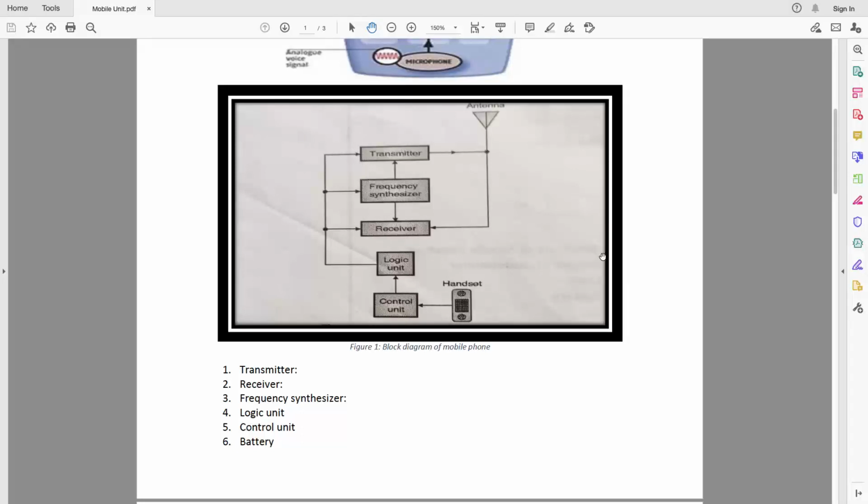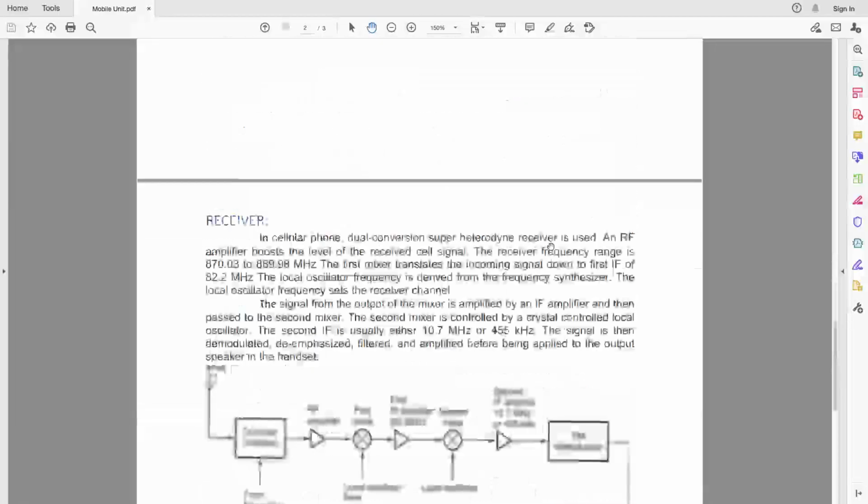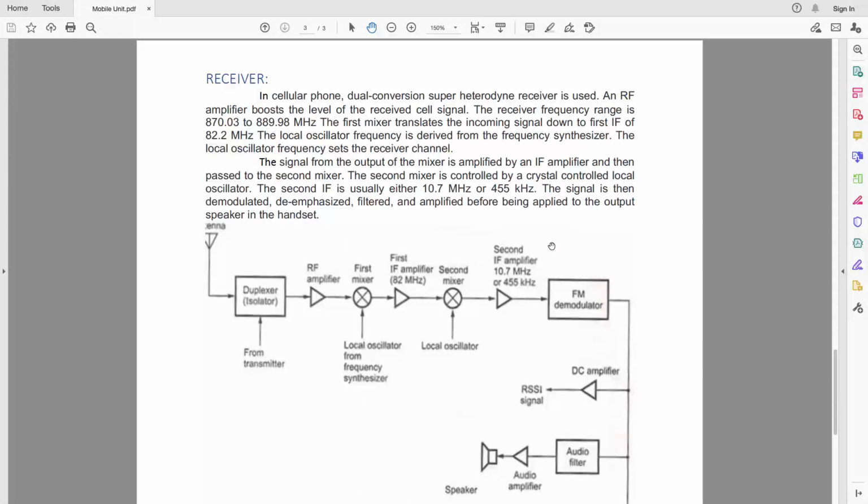So what is a super heterodyne? Super heterodyne means nothing but your received signal is down converted into another frequency, which is called an intermediate frequency. That's why it is known as a super heterodyne receiver. For super heterodyning, we require an extra frequency, which is coming from an oscillator. Here, the extra frequency is coming from a frequency synthesizer.